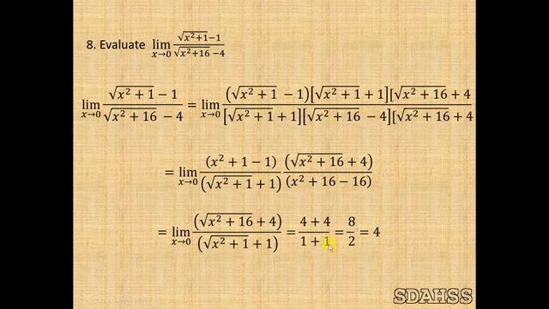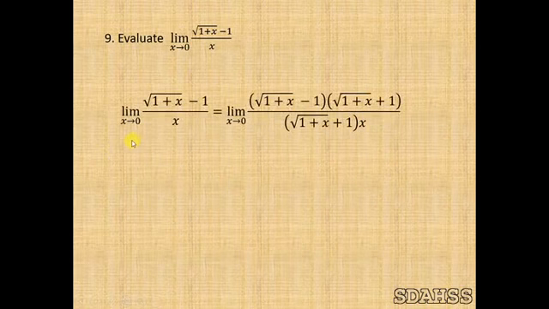So you have 4. Ninth sum, evaluate limit x tends to 0, root of 1 plus x minus 1 divided by x. Now in the numerator, you have to multiply the numerator and denominator by its conjugate. So its conjugate is root of 1 plus x plus 1 divided by root of 1 plus x plus 1. Limit x tends to 0, root of 1 plus x minus 1 into root of 1 plus x plus 1 divided by root of 1 plus x plus 1 into x. The numerator is in the form of a minus b into a plus b. So a minus b into a plus b is a square minus b square.